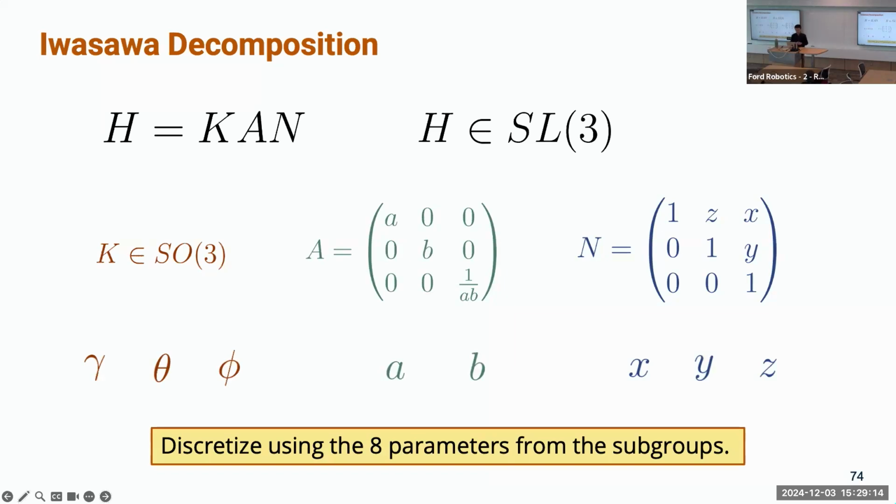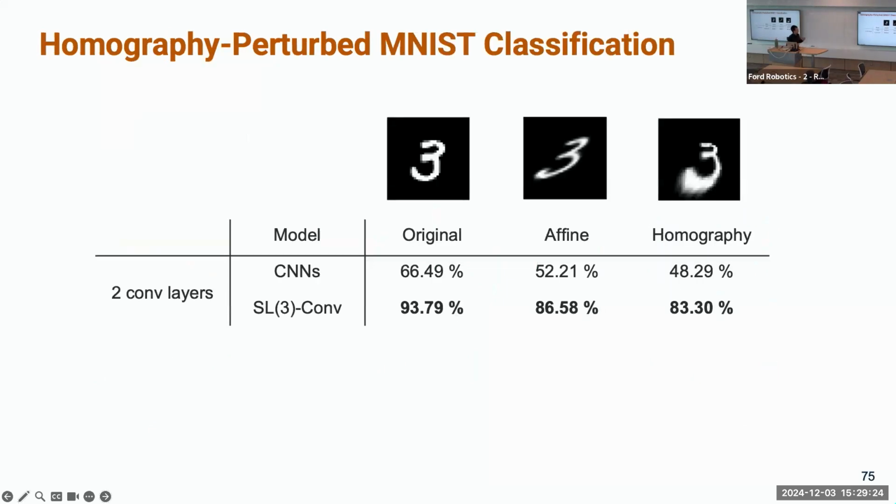For rotation, we could just use a row P shell. For A, we just use A and B. For N, we use X, Y, Z. So this is one of the results.